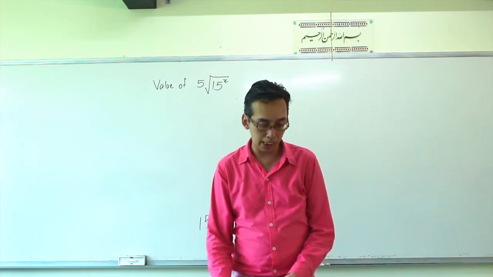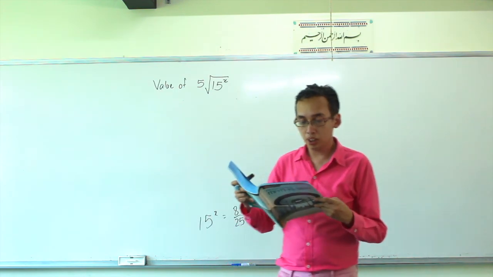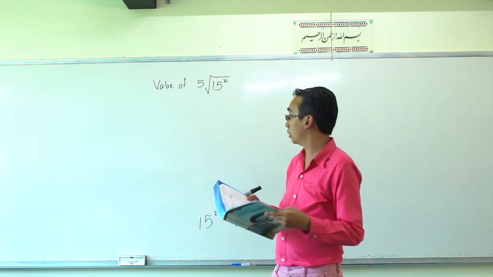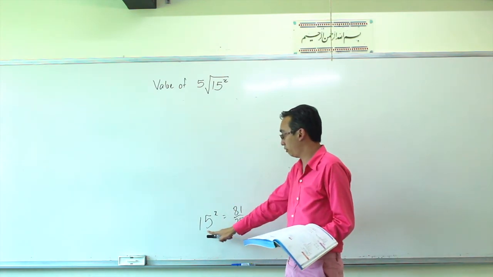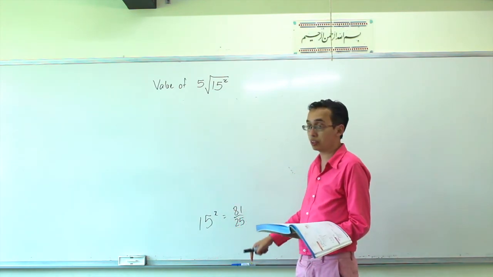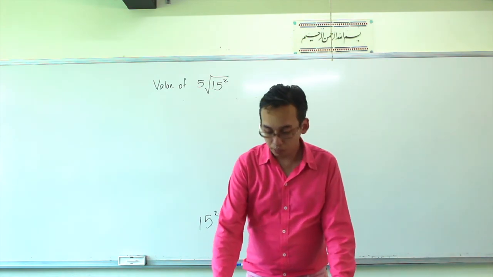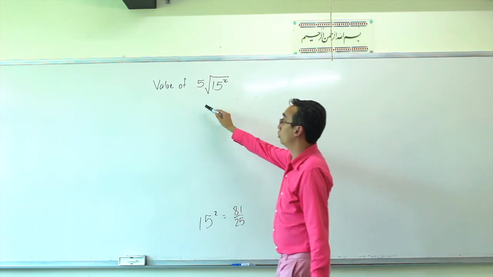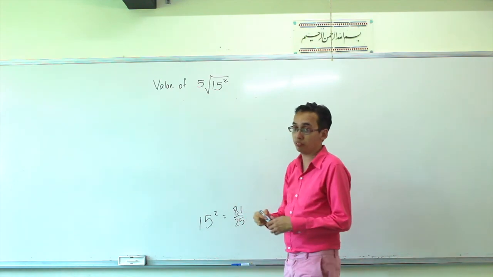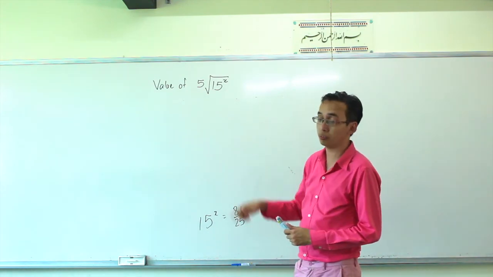We are left with the last part of example 12, part 2. I'll leave our previous answer, 15 to the power of x is equal to 81 over 25 from part 1, there for later. For this question, we are supposed to find the value of 5 multiplied by root 15 to the power of x.